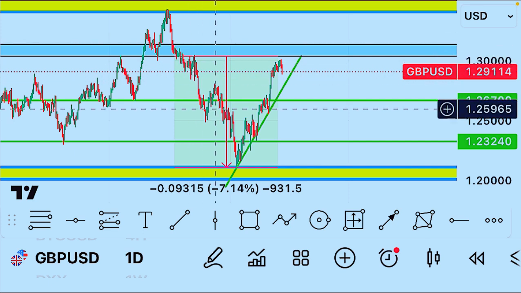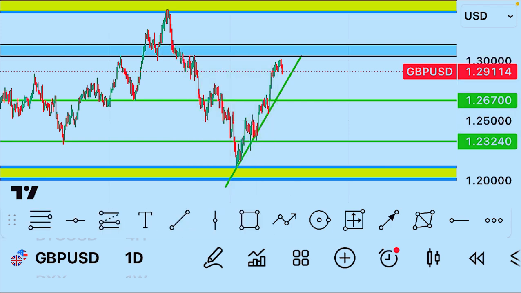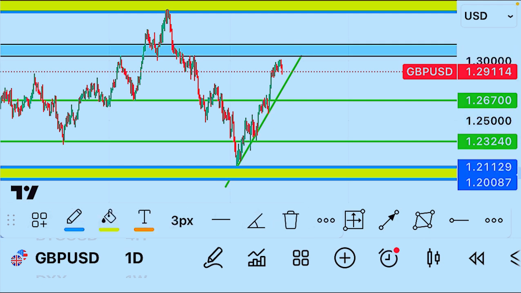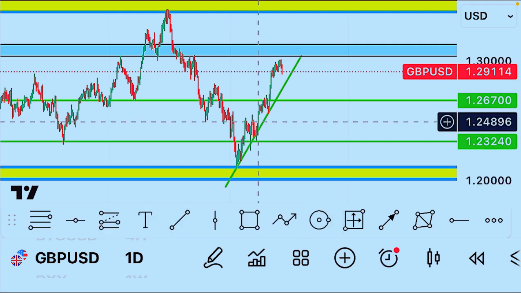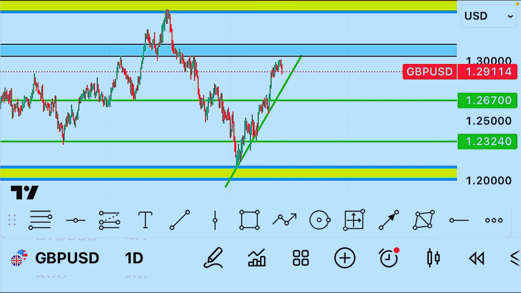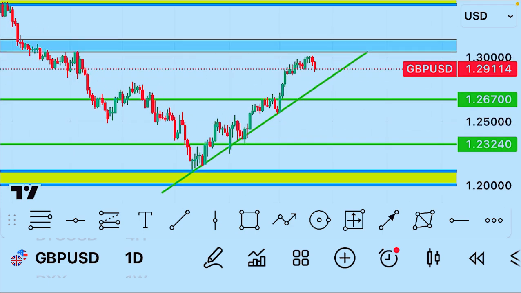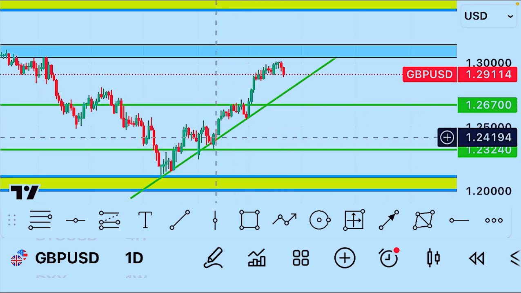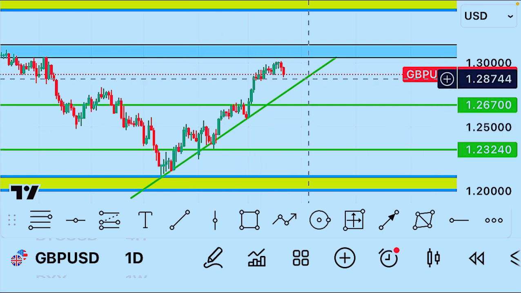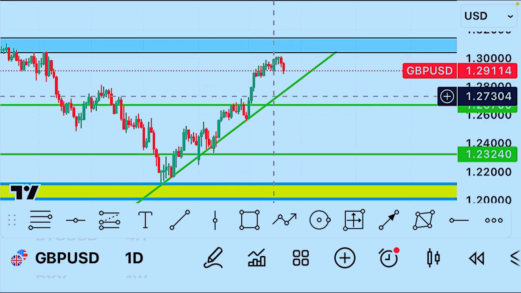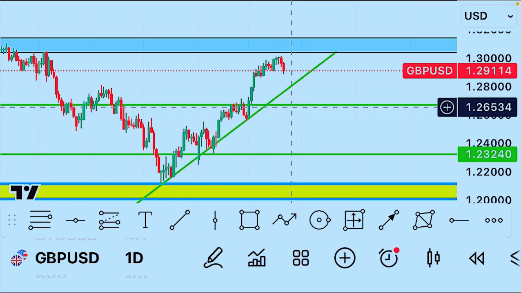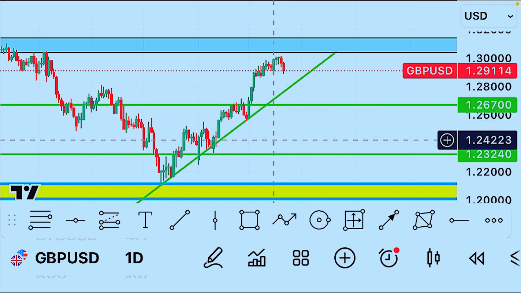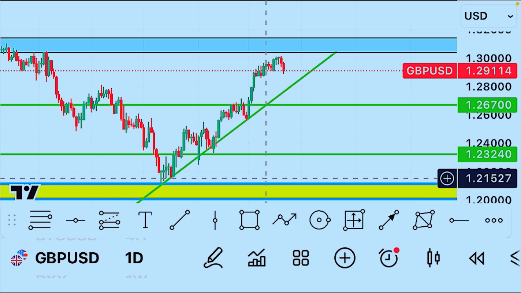But right now, because the pair just hit this institutional level of 1.21, that's why you are seeing this massive pullback. If I want to find a sell trade on this currency pair, it will be at a breakout of this trend line. Once we break out of this trend line, I'll be looking to sell this currency pair. My first profit target will be at 1.267. The other will be at 1.23. The overall target will be at this institutional level.